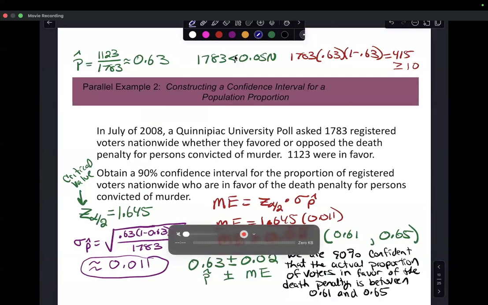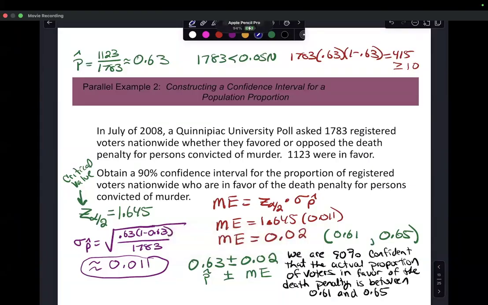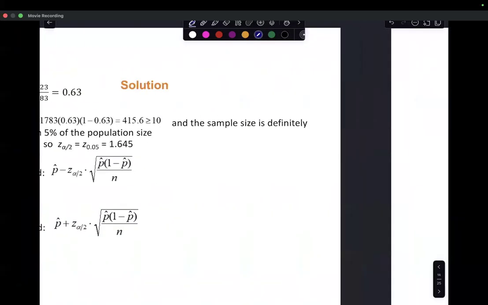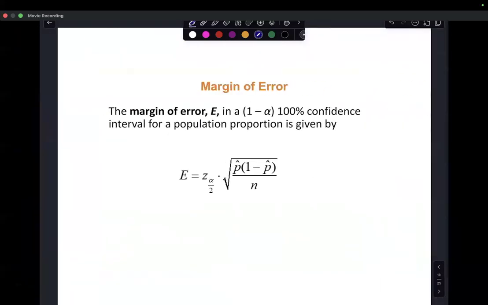Okay, let's move on. Go back to where we were. Where were we? Okay. So this is just the margin of error formula. We've already found this. Sometimes you will see it written with a capital E. Sometimes you will see it written as ME. So if it's a capital E, that is still margin of error.